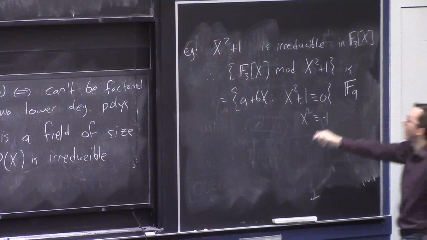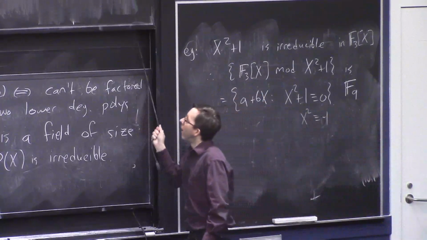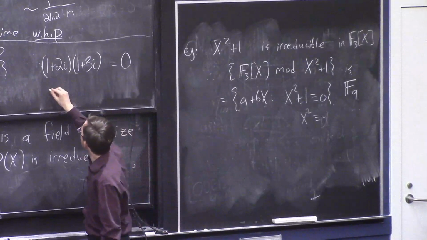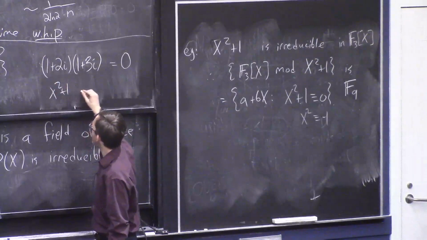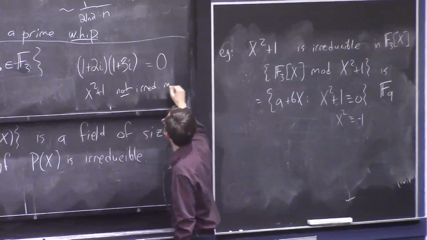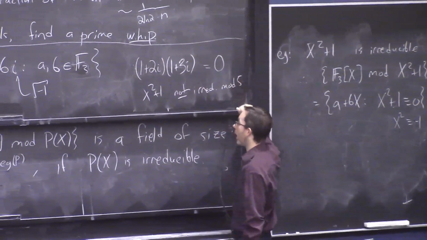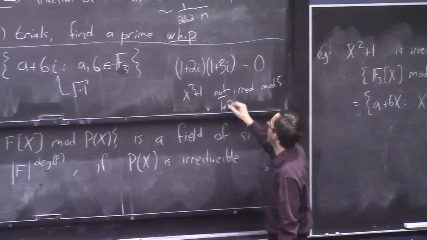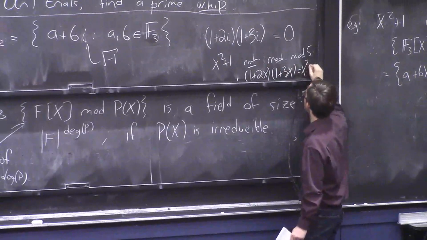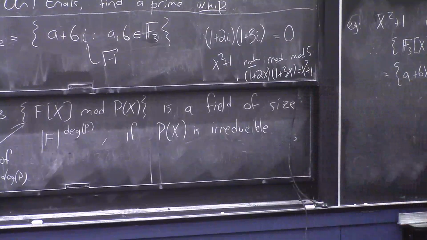Okay, and this fact that I used to show that it doesn't work mod 5 is because x squared plus 1 is not irreducible mod 5. Because 1 plus 2x times 1 plus 3x is a factorization of x squared plus 1 mod 5.